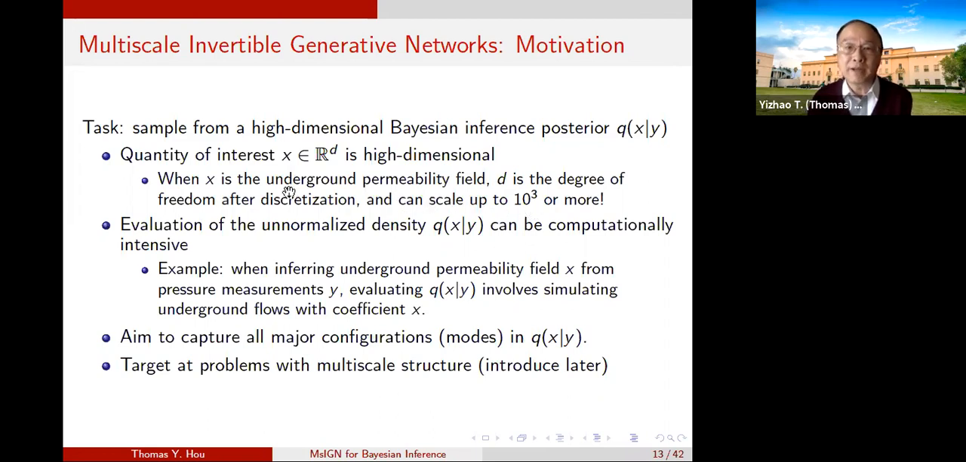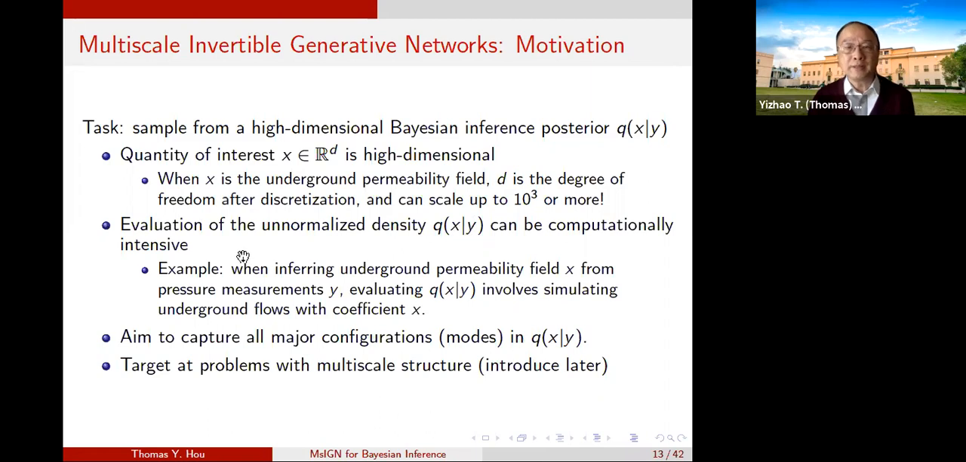So we're talking about a very high dimension random field here, right? And we also realize that the Bayesian posterior distribution is computationally intensive, because every time you want to generate a sample for the target distribution, you need to solve a forward problem, which is the groundwater problem, which is very high dimension. You have to solve it, and it is very, very expensive to generate one sample, right?